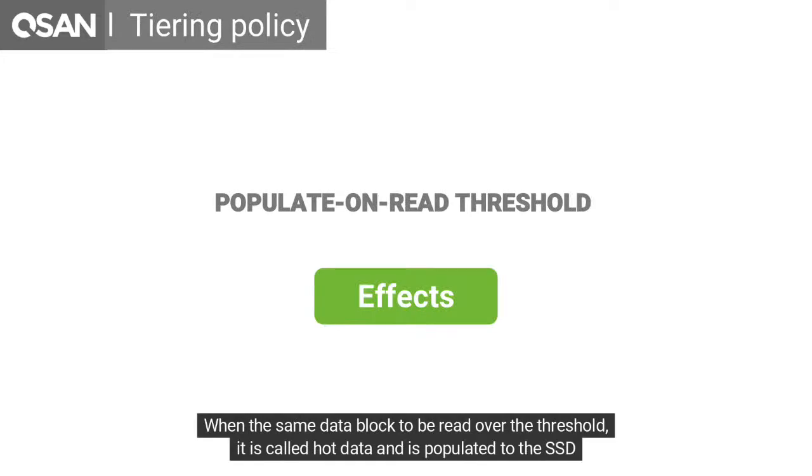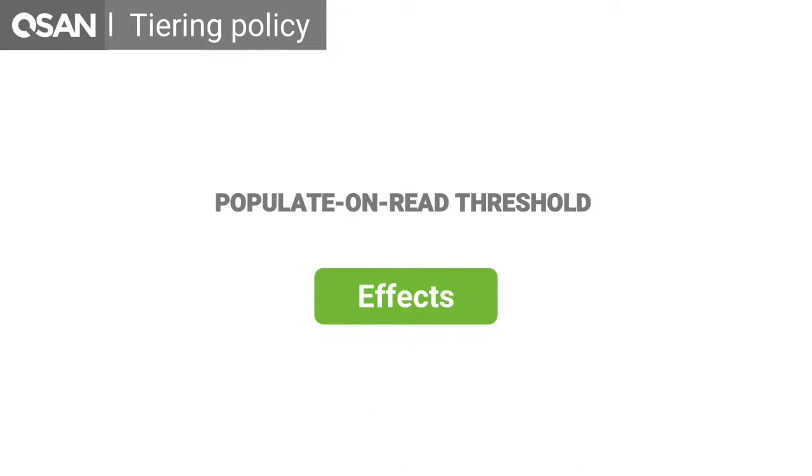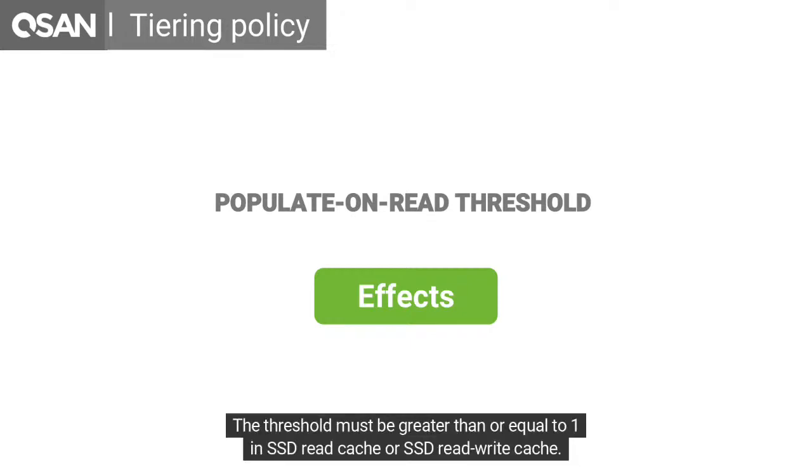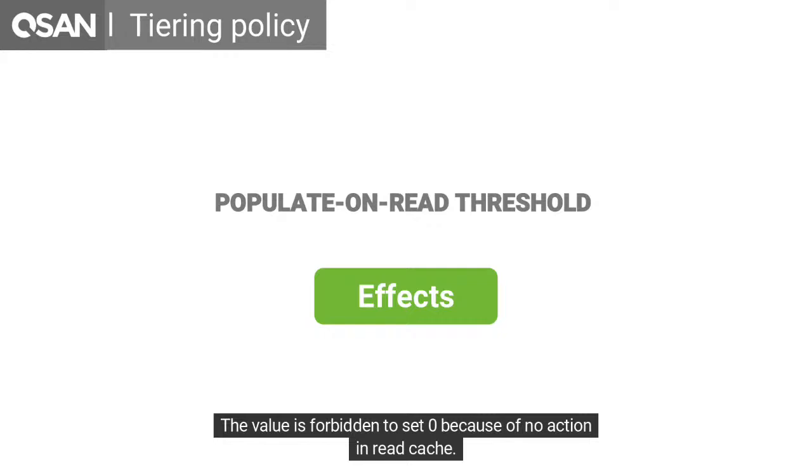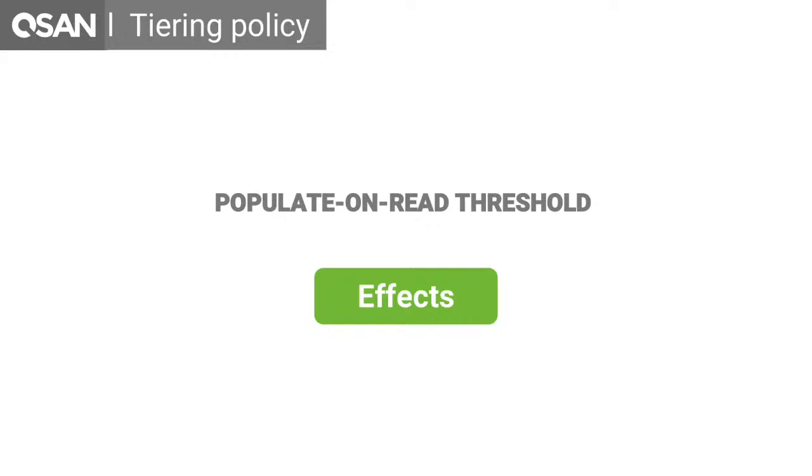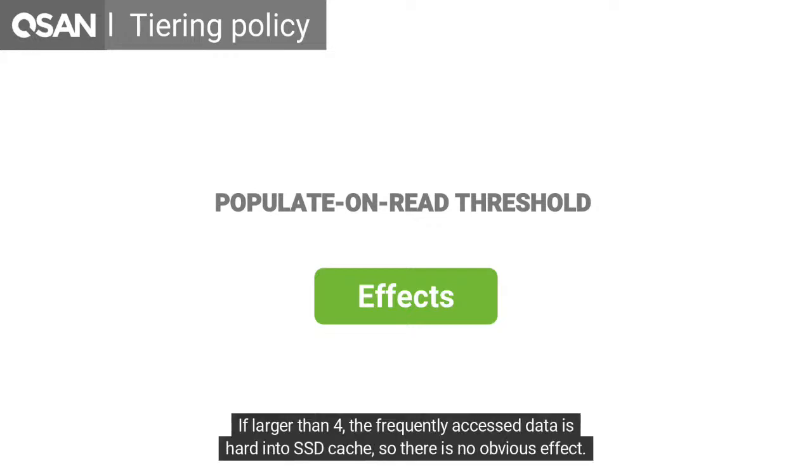When the same data block is read over the threshold, it is called hot data and is populated to the SSD cache. The threshold must be greater than or equal to 1 in SSD read cache or SSD read-write cache. The value is forbidden to be set to 0 because there would be no action in read cache. The maximum of the threshold is 4. If larger than 4, frequently accessed data is hard to get into SSD cache, so there is no obvious effect.